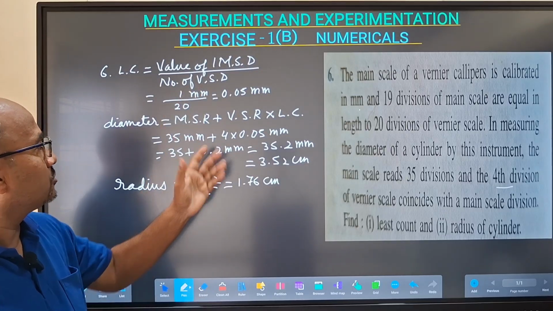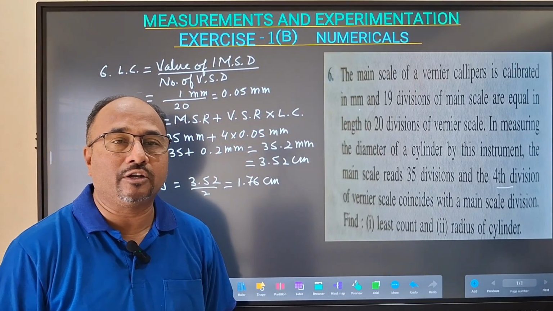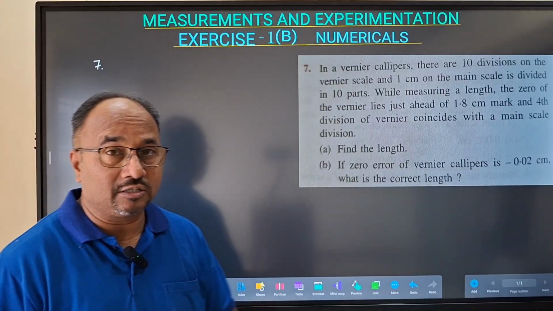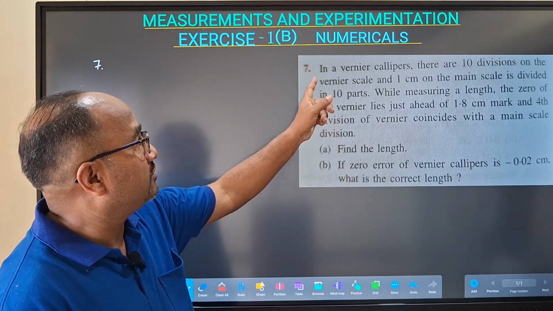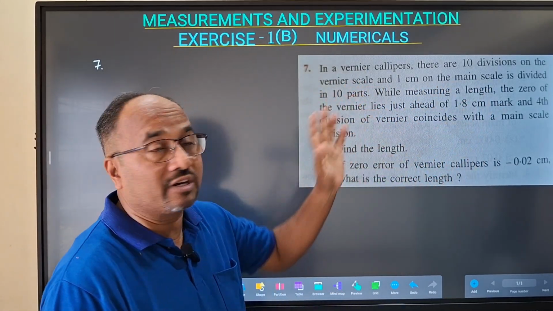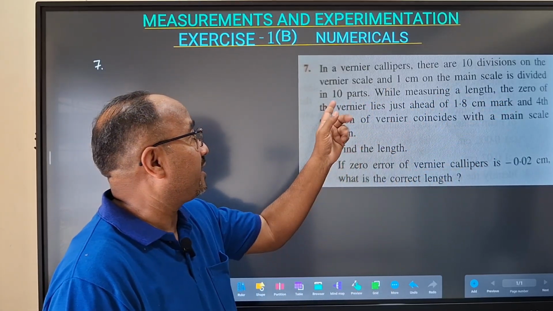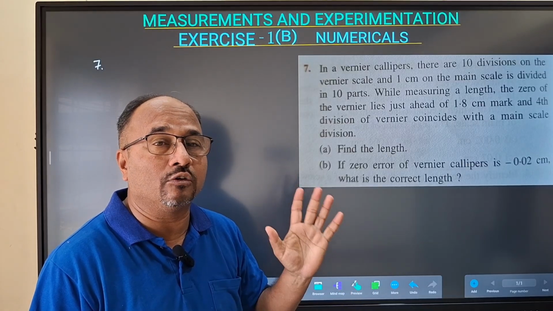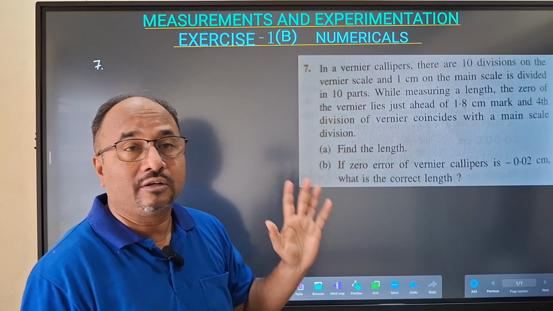I hope you have understood this process of using MSR plus VSR into least count to get the length of anything required. So now let us take a look at number 7 numerical. It says in a vernier caliper, there are 10 divisions on the vernier scale, and 1 centimeter on the main scale is divided into 10 parts. So 1 centimeter into 10 parts, we will have to know the value of 1 division of the main scale by dividing 1 centimeter by 10.